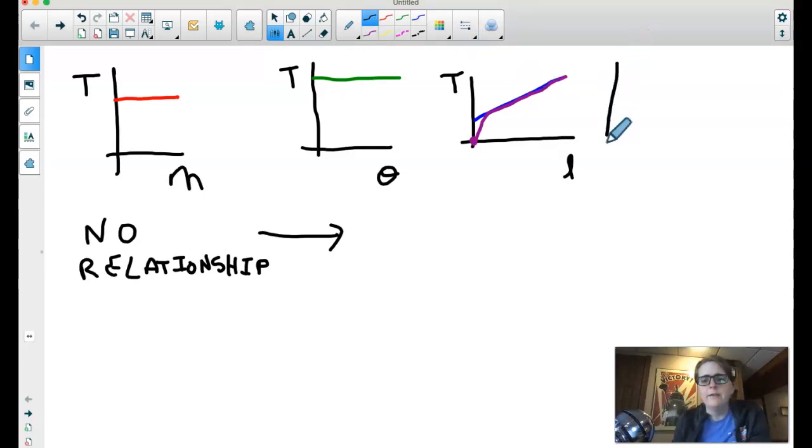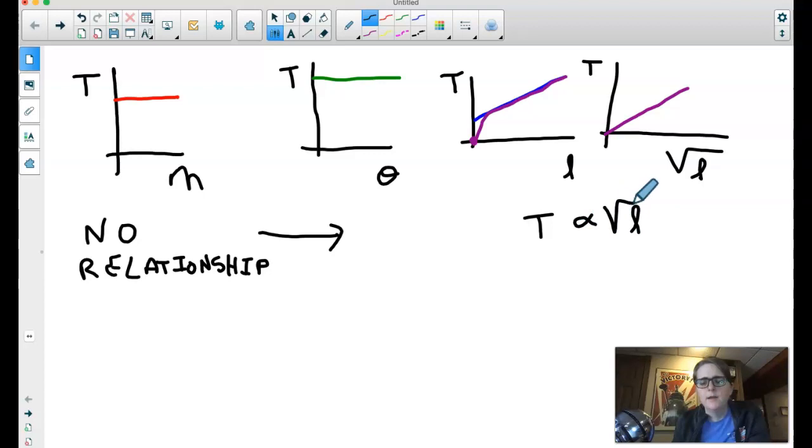And so when you linearize, if you do a graph of period versus square root of the length, then you should get a nice linear graph with an intercept near 0, which tells us that period is related to the square root of the length. Now your slope is going to end up with some weird units because we have a rise of seconds and a run with units of square root of meters.